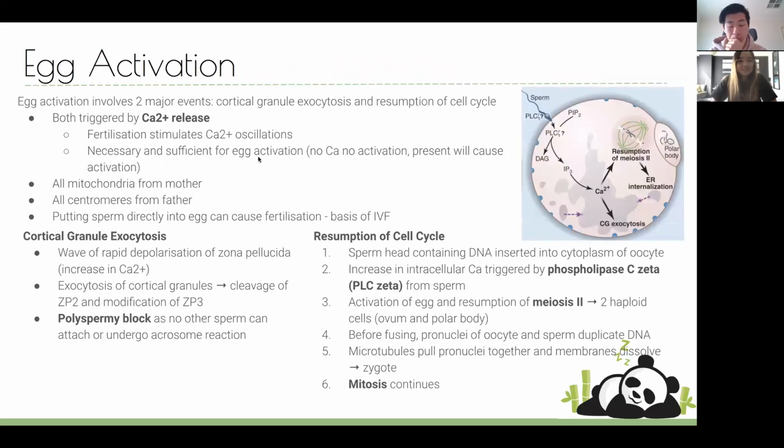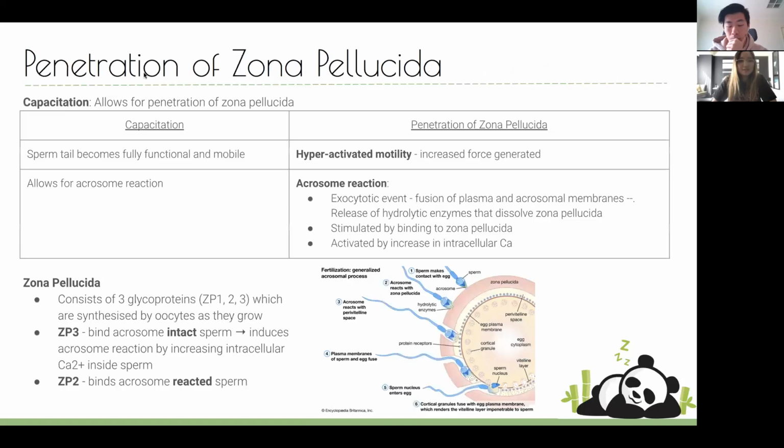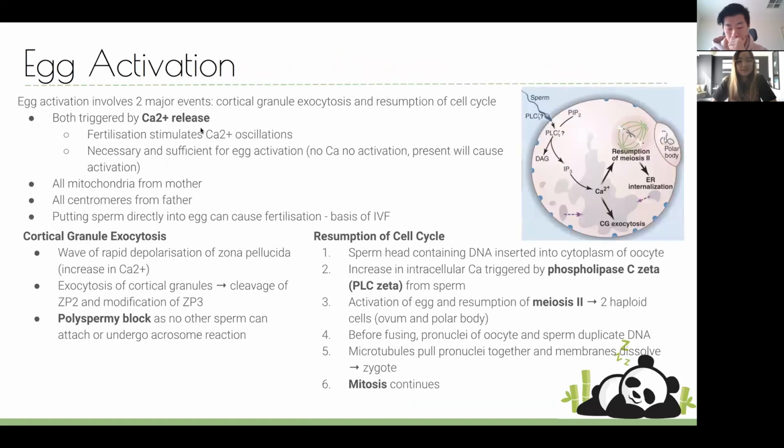Egg activation. So the sperm have been activated via capacitation. The egg should be activated too. That involves 2 major events. Again, you need calcium. And they say that calcium is necessary and sufficient. So that means that if there's no calcium, it doesn't happen. If there is calcium, it will happen. All your mitochondria come from mother, all centromeres from your father. And putting the sperm directly into the egg can cause fertilization. And that's the basis of IVF.